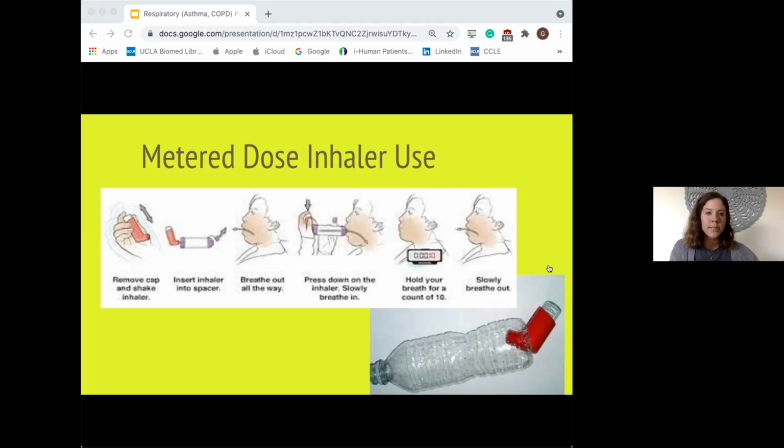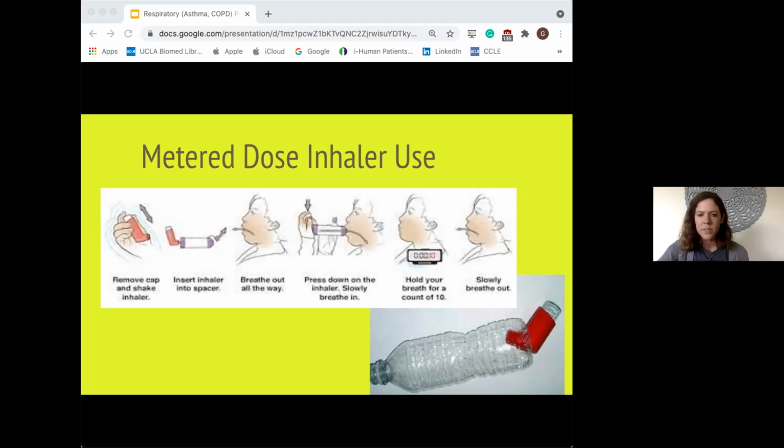This is an important step. Hold the breath, which will help the medicine reach deep into the lungs, and then pucker your lips to slowly breathe out through the mouth. For most quick relief inhaled medications, it's good to wait about a minute before taking the next puff, because this allows the medication to really take action in the lungs.